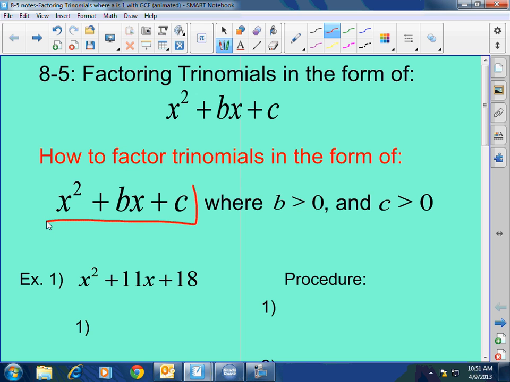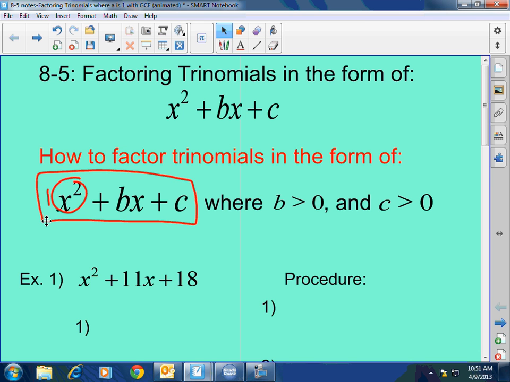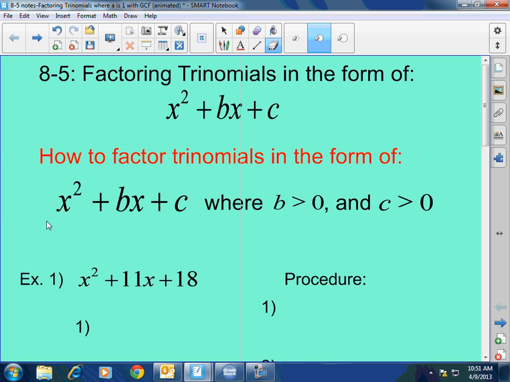Okay, right here. If you notice the coefficient of x squared, it's a 1. It's invisible. So we're going to learn how to factor trinomials where the coefficient of x squared, in other words, a, is 1. When I don't have anything in front of that x squared, I'm going to use the following procedures.